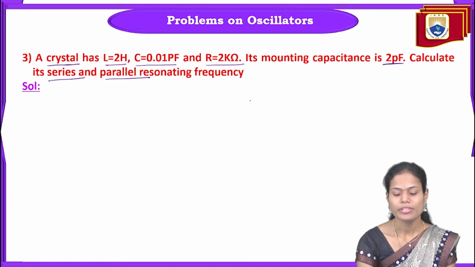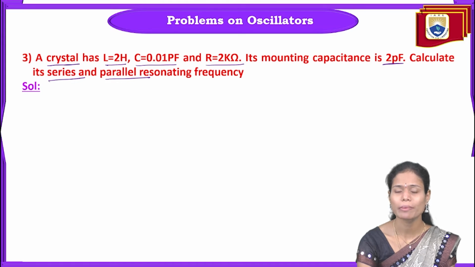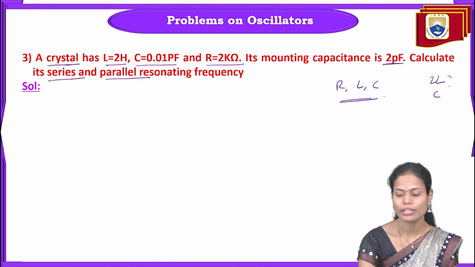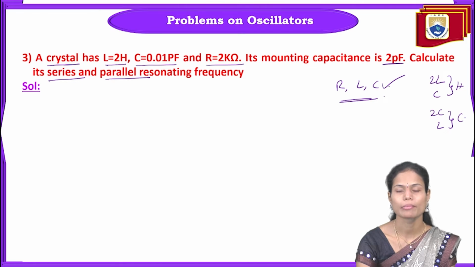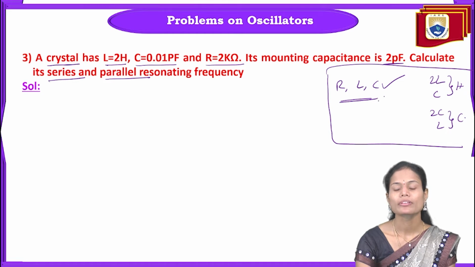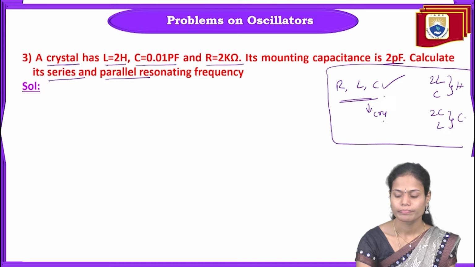In the case of the crystal oscillator, the feedback network is designed with RLC elements. In the case of the Hartley oscillator, we use 2 inductors and 1 capacitor. In the case of the Colpitts oscillator, we use 2 capacitors and 1 inductor. But in this case, we utilize all 3 elements: resistor, capacitor, as well as inductor. That is the difference between the 3 oscillators.